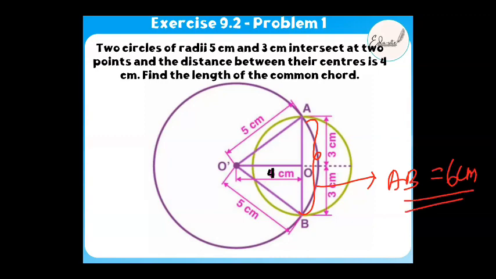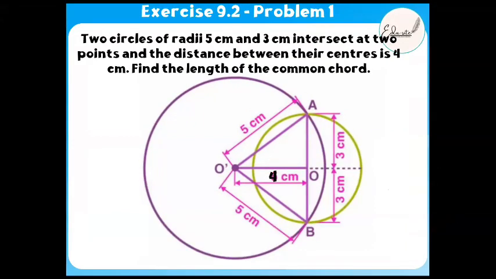If you want to prove it, you can just say, what is OA? OA is equal to this much. This is 3 centimeter. So this is also a radius. So this is 3 and this is 3. 3 plus 3 is 6. AB is equal to 6 centimeter. Done. This problem is quite easy.